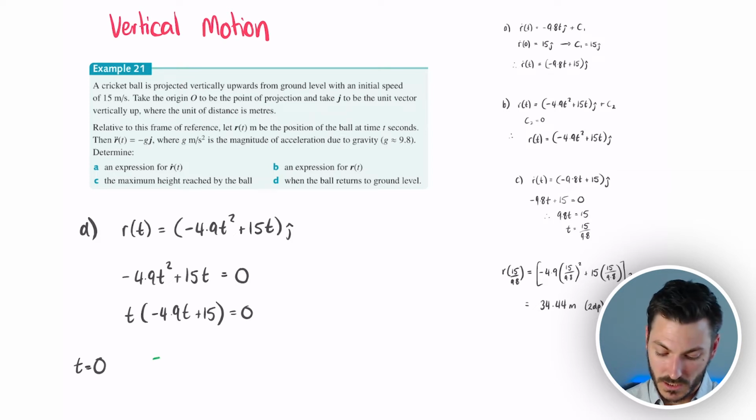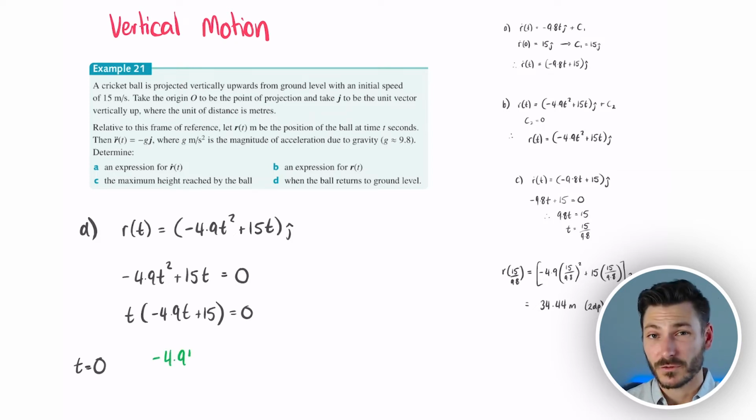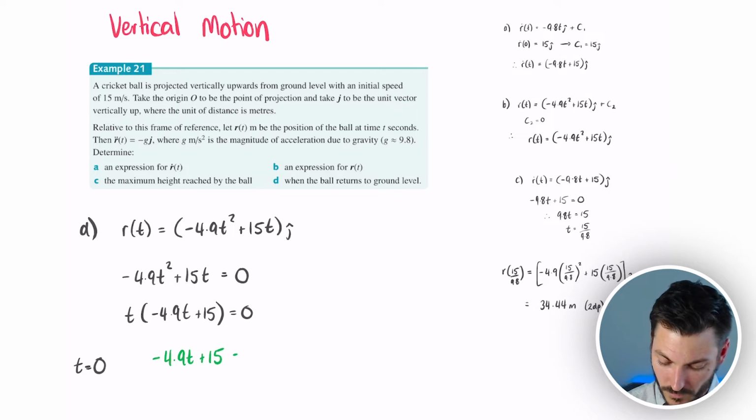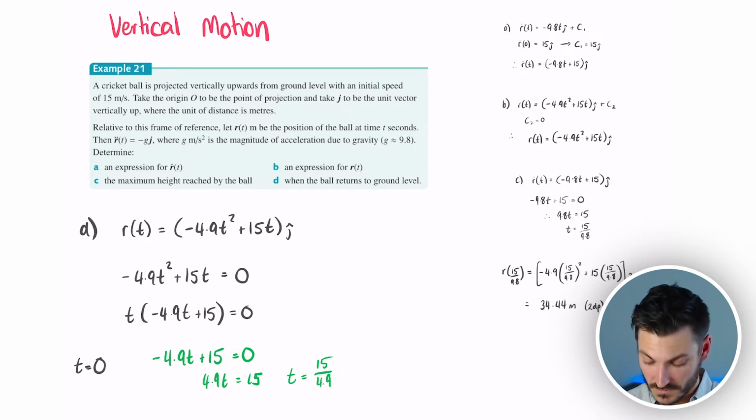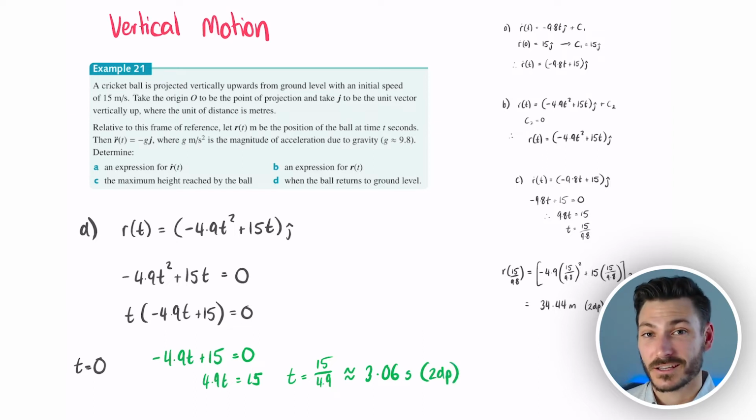So I'm going to solve that one in green. It's the negative 4.9 t plus 15 equals 0. So negative 4.9 t plus 15 equals 0. So 4.9 t equals 15. T, whoops, off the screen now, I'll go off to the side here. T equals 15 over 4.9 seconds. Now, if you wanted to approximate, you can, for 3.06 seconds in 2dp. So that's when the ball returns to ground level.